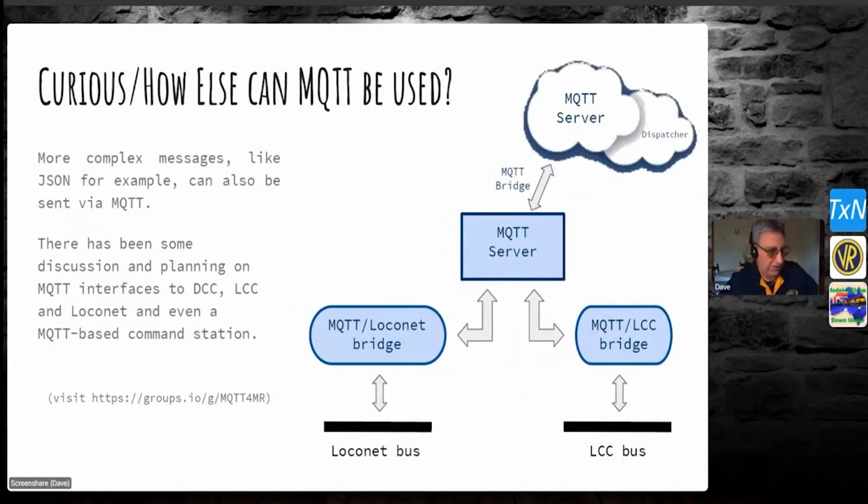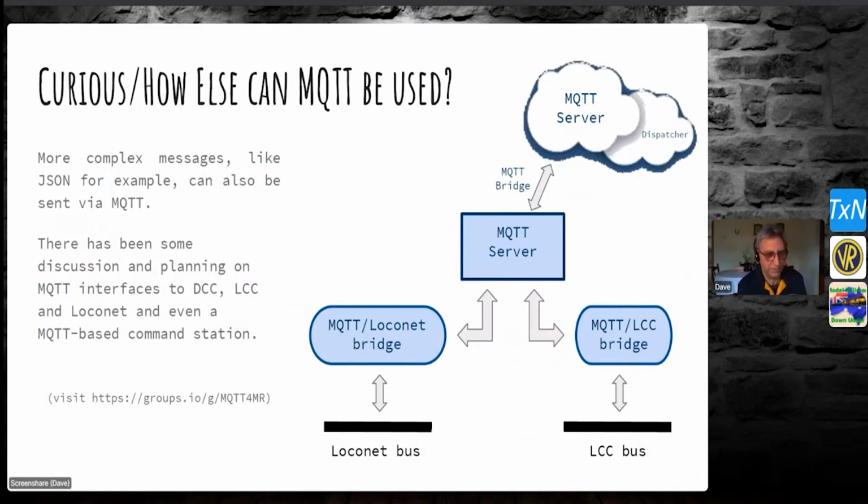Okay, MQTT can be used by lots of other things. The messages that we've seen in the examples that I've gone through, I've probably gone through that a little bit too quickly. The messages there have been quite simple, just saying whether the state of a turnout is thrown or closed, or a sensor is active or inactive, but the message can be more complicated than that.